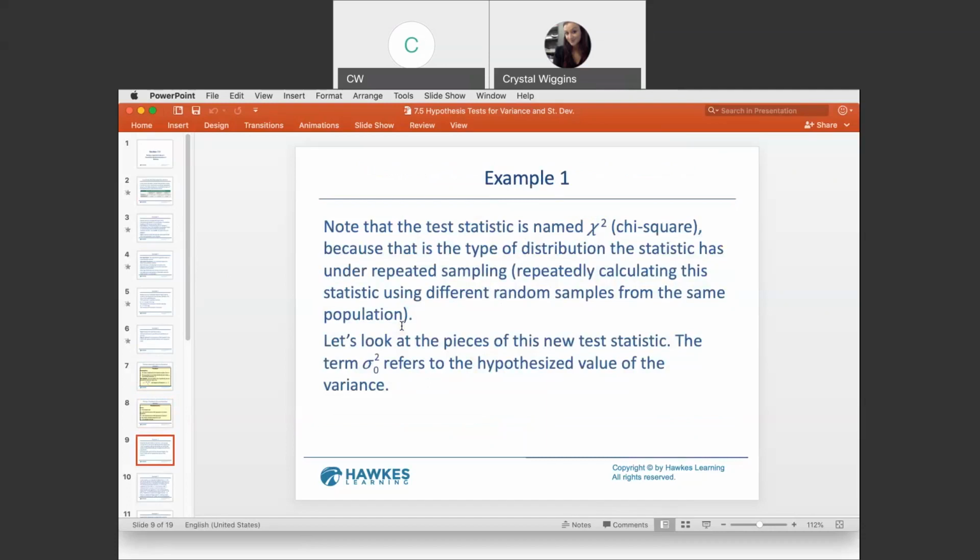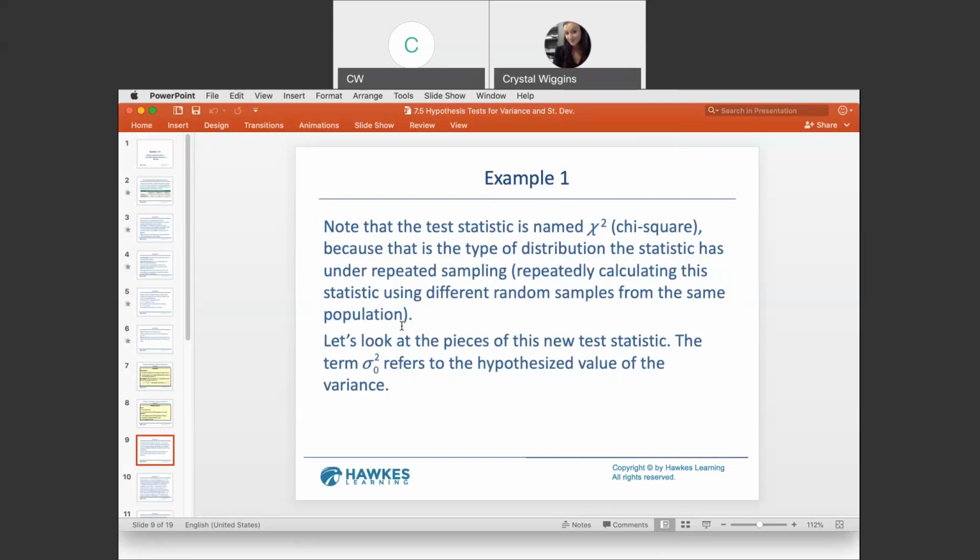Note that the test statistic is named chi-squared. Be careful, do not mispronounce it as "chi squared" because of the way it's spelled. It's pronounced "kai." That is the type of distribution the statistic has under repeated sampling, repeatedly calculating this statistic using different random samples from the same population.